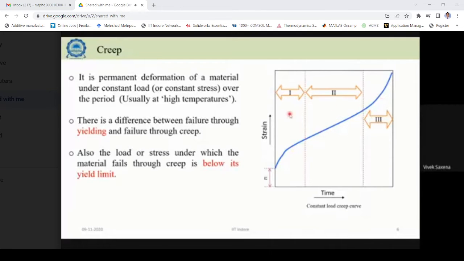It has been observed that for general classification, such a type of curve is obtained where three different regions are seen. In the first region, the creep rate decreases with time. Initially it increases and then decreases, because authors report that there is strain hardening in this region. In the second region, the creep rate usually remains constant.